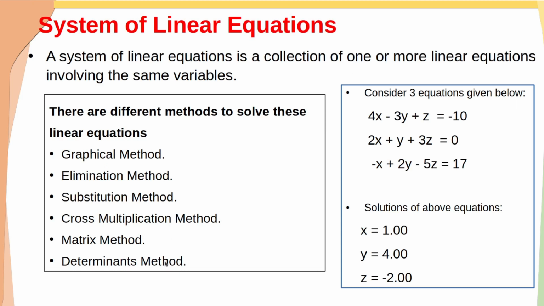Consider the three equations given below: 4x minus 3y plus z is equal to minus 10, 2x plus y plus 3z is equal to 0, minus x plus 2y minus 5z is equal to 17. If you solve these three equations using any of these methods, the solution of the above equations will be x equal to 1, y equal to 4 and z equal to minus 2.